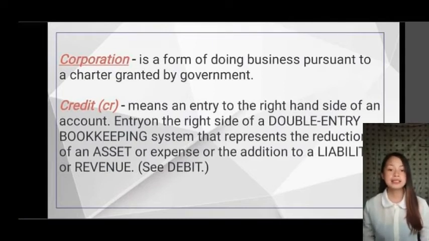So next is credit. Credit means an entry to the right-hand side of an account. Entry on the right side of a double entry bookkeeping system that represents the reduction of an asset or expense or the addition to a liability or revenue. So, credit is an entry made on the right side of an account. It either increases equity, liability, or revenue accounts or decreases an asset or expense account.